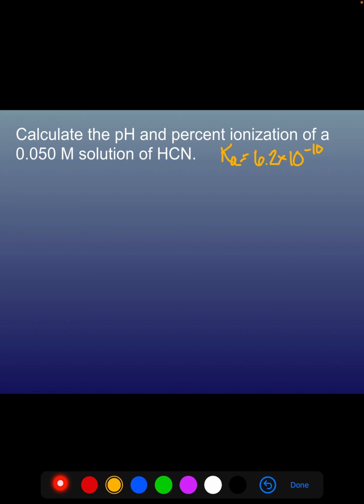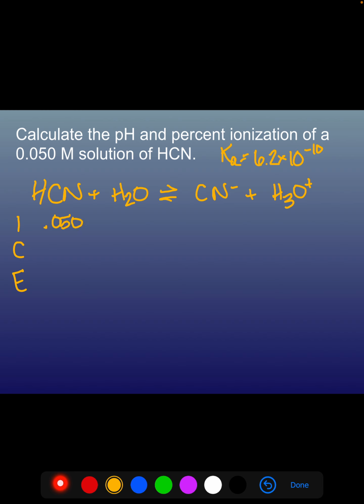Here, hydrocyanic acid is a weak acid. Weak acids, remember, are Bronsted-Lowry acids, so they react in water. And in water, the acid gives up a hydrogen, so it's going to produce the cyanide ion and then the hydronium ions. For us, it tells us that initially we are starting with 0.050 hydrocyanic acid. Remember, we ignore water. We have none of our ions initially.